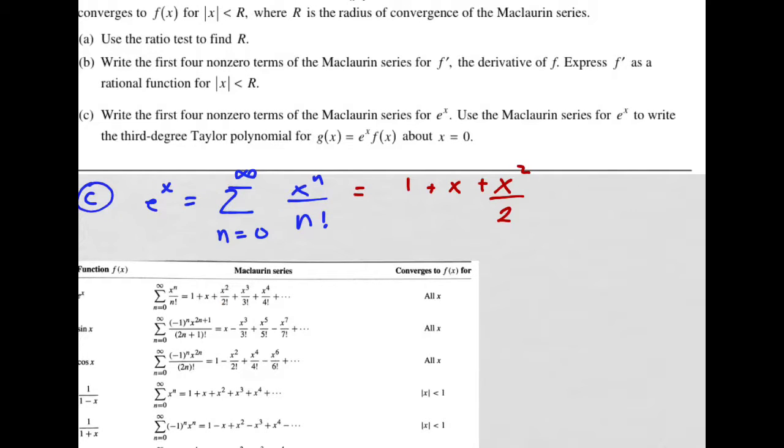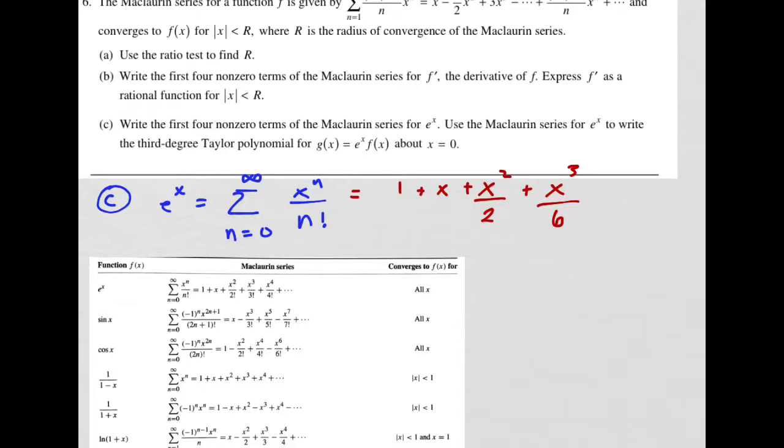So that's 1, 2, 3 terms. I've got to do one more, and that'll be x to the third divided by 3 factorial, which is 3 times 2, that's 6. So those are the first four non-zero terms.